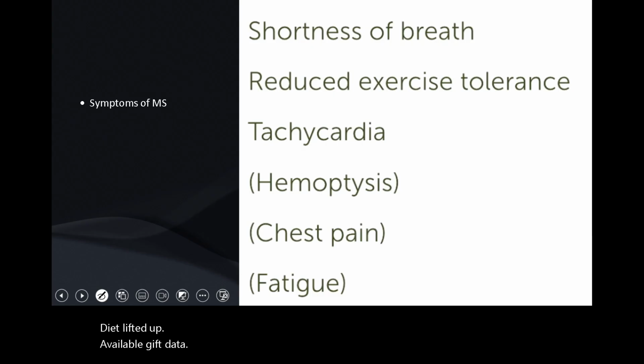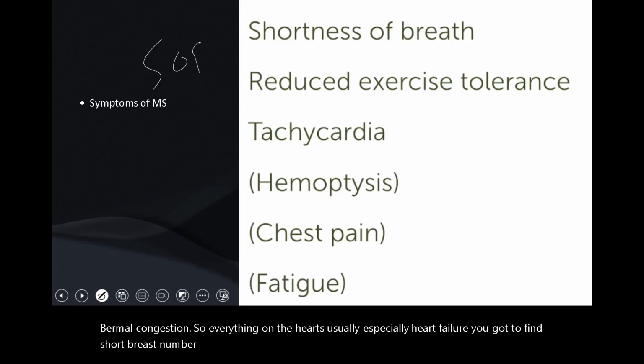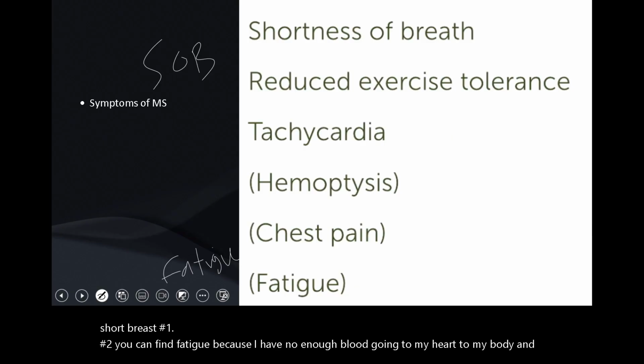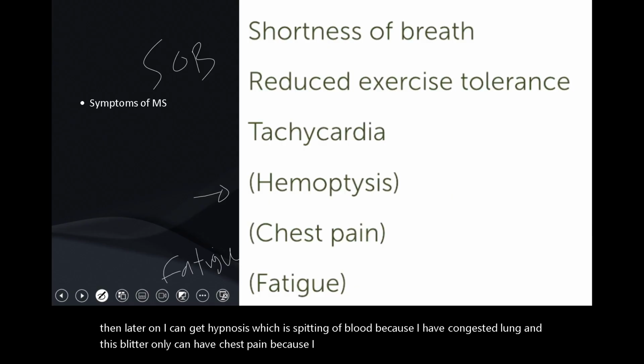Symptoms, of course, we said when you have backup to the lung, I'm going to have pulmonary edema, pulmonary congestion. So with everything on the heart, especially heart failure, you're going to find shortness of breath, number 1. Number 2, you can find fatigue because not enough blood is going to my body. And then later on, I can get hemoptysis, which is spitting of blood because I have congested lung. And later on I can have chest pain because I have decreased coronary flow going to the muscles.